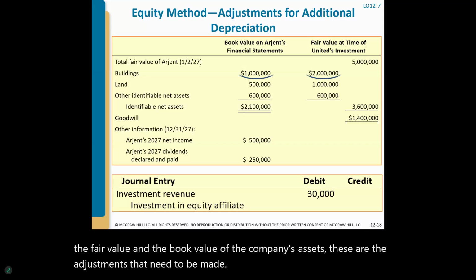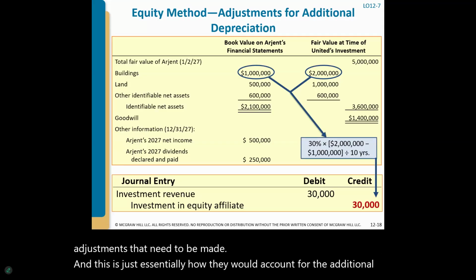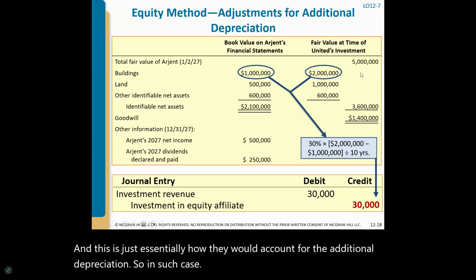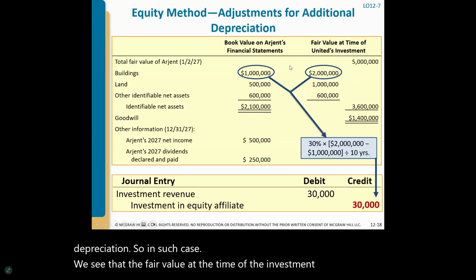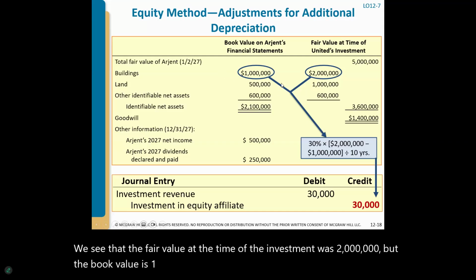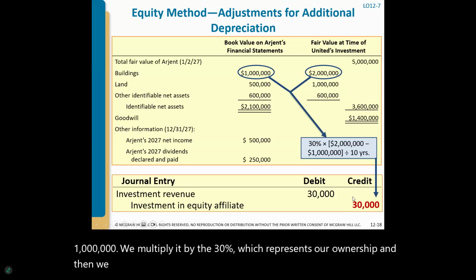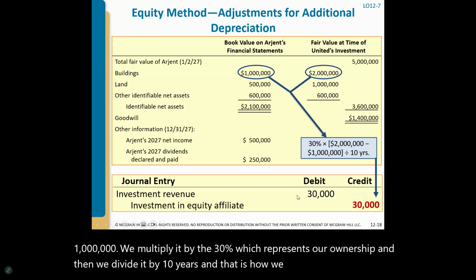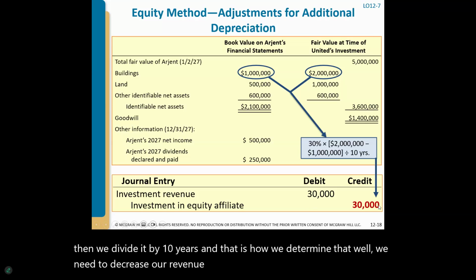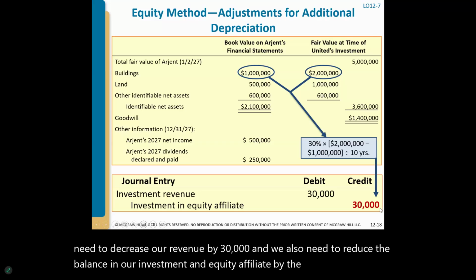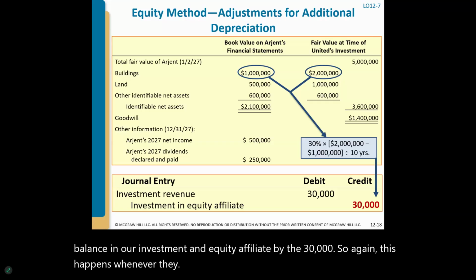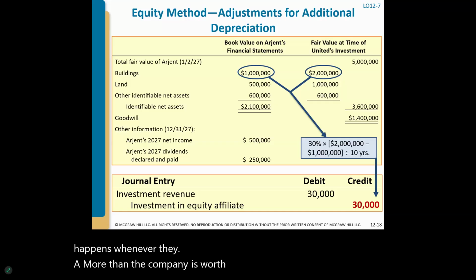And this is essentially how they would account for the additional depreciation. In such case, we see that the fair value at the time of the investment was 2 million, but the book value is 1 million. So we factor in the difference, which is 1 million. We multiply it by the 30%, which represents our ownership, and then we divide it by 10 years. That is how we determine that we need to decrease our revenue by 30,000, and we also need to reduce the balance in our investment in equity affiliate by the 30,000. Again, this happens whenever they pay more than the company is worth on the books and in comparison to their fair value.